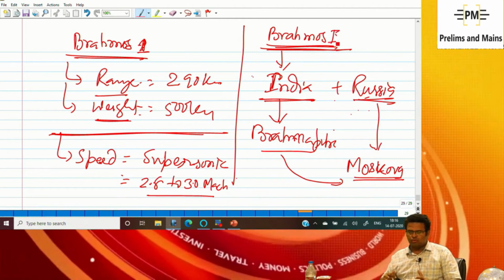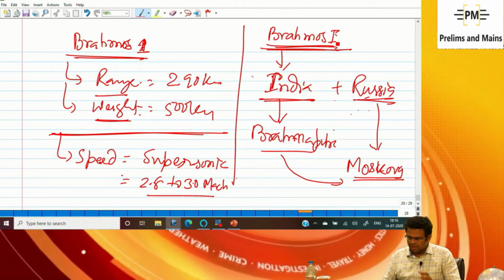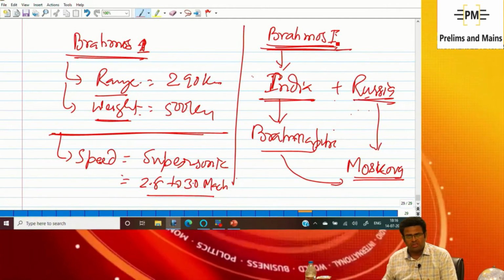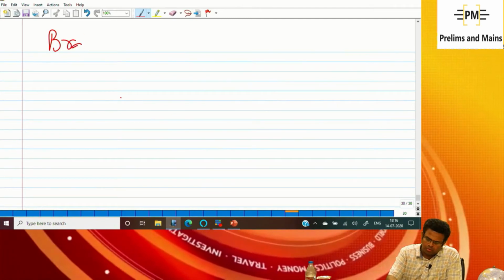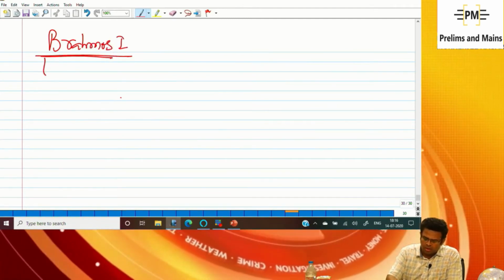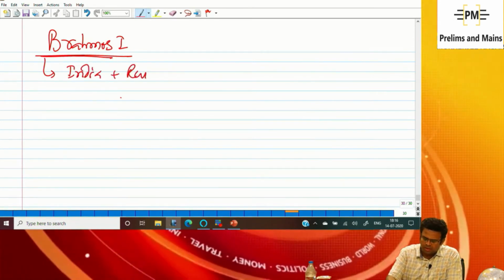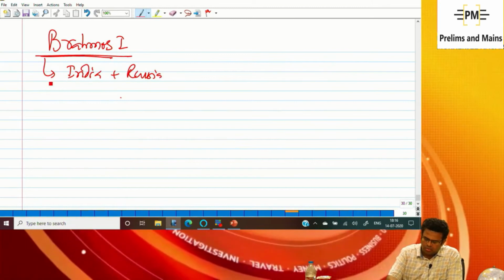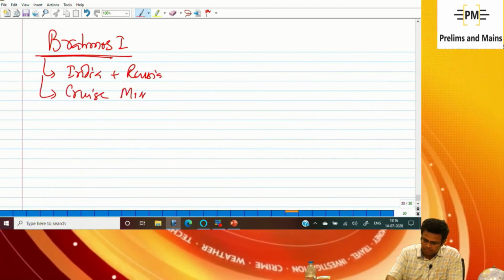So we have come to know that BrahMos has very high quality. And the last point I am going to put is, what is BrahMos 1? Now I am going to summarize all. It is made with the help of India and Russia, and it is a cruise missile.